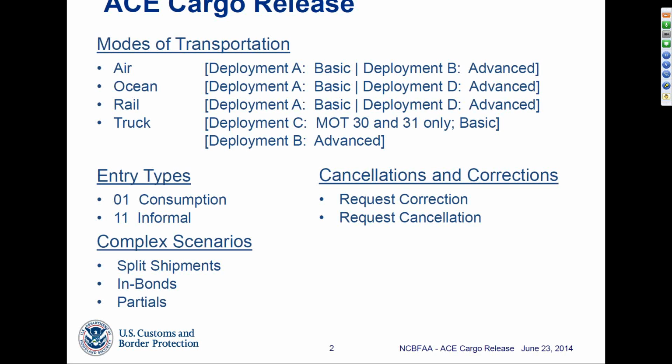We started with deployment A, which was air, basic and advanced for deployment B. The difference between those two is deployment A and basic is vanilla. Full bill of lading is how it started, air shipments, direct import into the city of the port of entry. There were no PGA flags on any tariff number whatsoever, no split shipments, no partials, no inbonds, making sure that the process worked. And that process is similar to what you already have today.